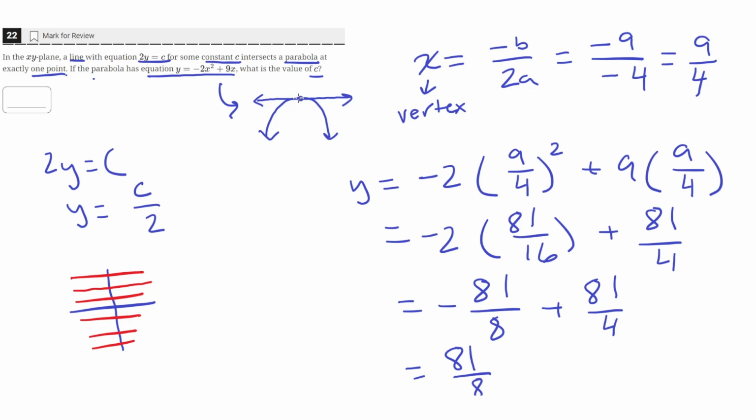And if we do some fraction math, we get that this is equal to 81 over 8. So the y value at this vertex is equal to 81 over 8, which means the y value of the line should also be 81 over 8 since they intersect at this point. So for the equation y equals c over 2, the y value should be 81 over 8, and that should be equal to c over 2. So if we multiply the 2 to the other side, we get that c is equal to 81 over 4, and that's the answer. 81 over 4 is the value of c.